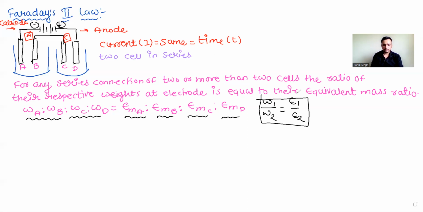Suppose we know that equivalent weight is equal to molecular weight upon n factor, and for W we have the formula W is equal to E into I into T divided by 96500. So let's take an example. Suppose here we are taking silver nitrate and copper sulfate solution. Let's take this one.